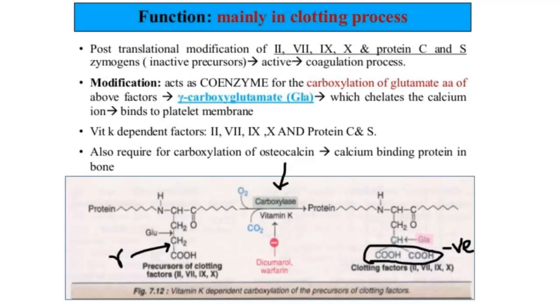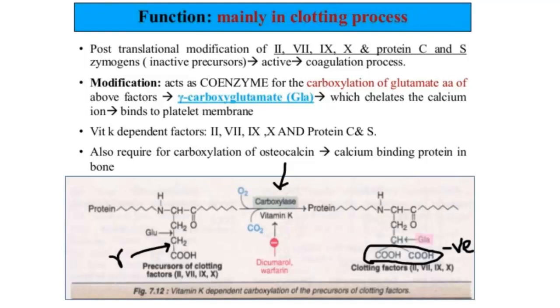Now coming to the functions of vitamin K. The major function of vitamin K is in the blood clotting process of our body. As I have told you previously, it has a coenzyme function. It acts as a coenzyme for the carboxylation of glutamic acid of various vitamin K dependent factors.